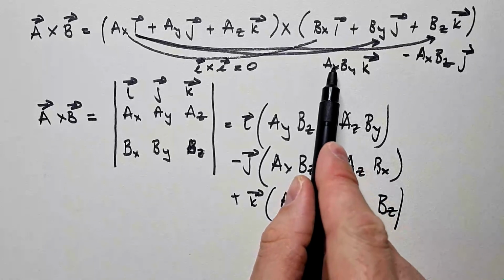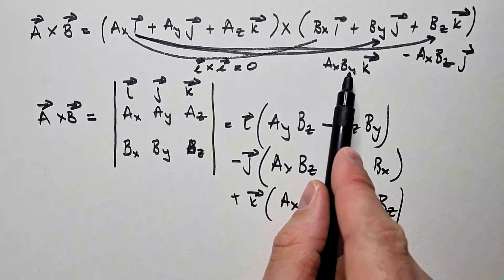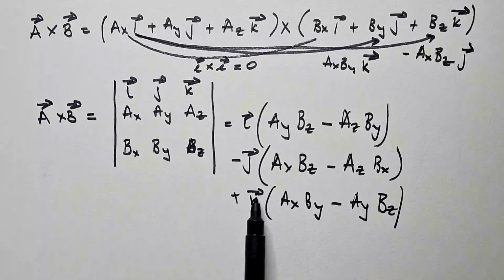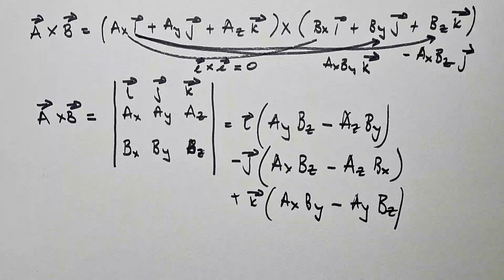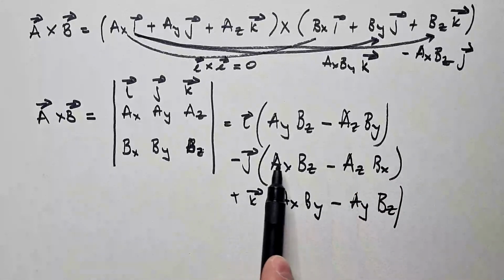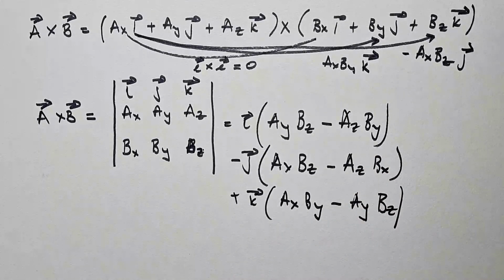Let's just compare with this here. For example, AX BY. AX BY is here. Positive k. Good. AX BZ is here, with negative j, all is good.